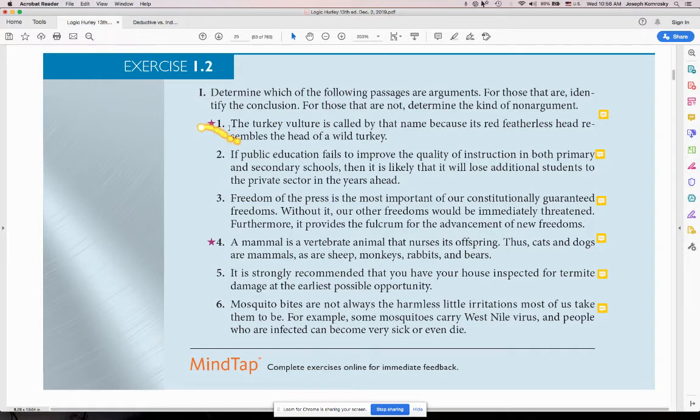So let's do 1. The turkey vulture is called by that name because its red featherless head resembles the head of a wild turkey. Does that seem like an argument to you? Well, we know it's not explicit because it has no trigger words, right? We don't think it's implicit because there's no real premise or evidence supporting some conclusion. This one is an explanation. Okay, go back up and review what an explanation was.